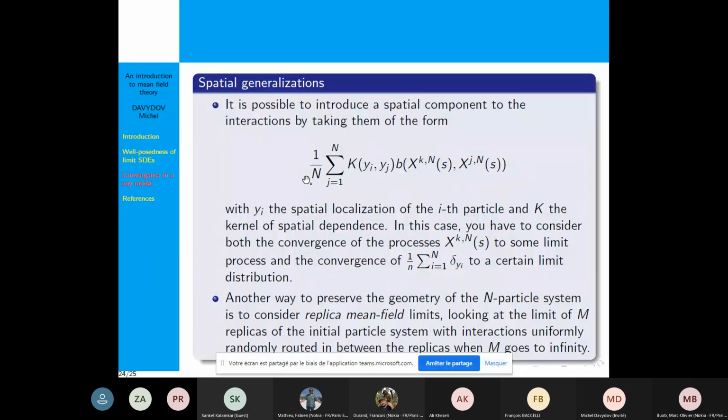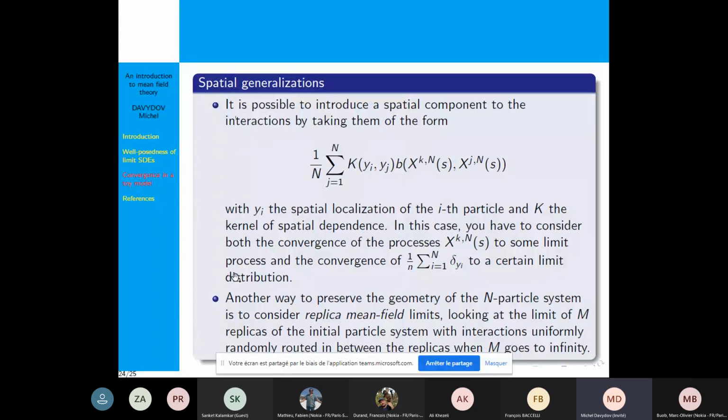So instead of having just the function b, you introduce some kind of function k, with y_i the spatial localization of the ith particle. So the idea is that the term here, k(y_i, y_j), represents the spatial dependence between the particles i and j. So now when you look at the limit when N goes to infinity, you have to consider both the convergence of the processes X^{k,N} as previously to some limit process, and the convergence of the empirical mean of the particles to some kind of limit distribution to be able to take the limit here.